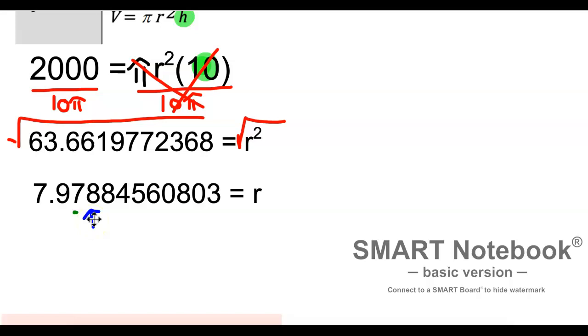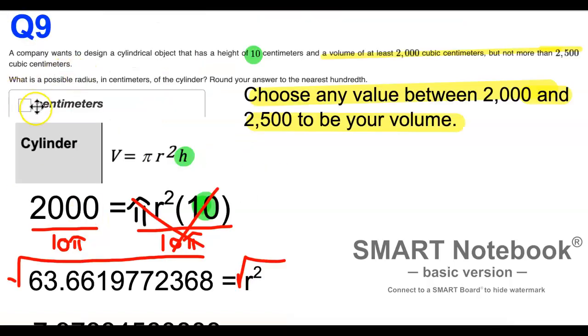So the radius would be equal to 7.98, and that's what you would type into the box.